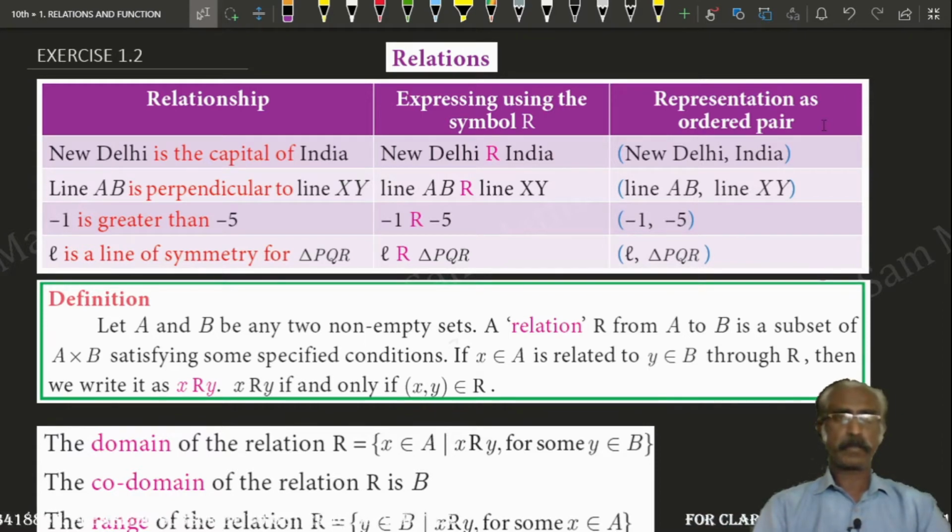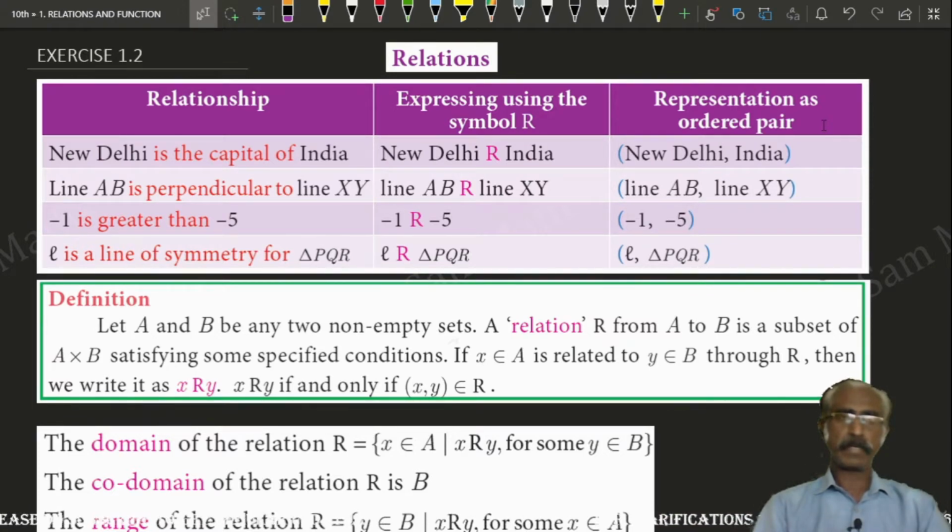Like that, in geometry, line AB is perpendicular to line XY. That we are relating line AB and line XY. So we can write line AB is related with line XY. In order pair, we can denote by line AB, line XY.